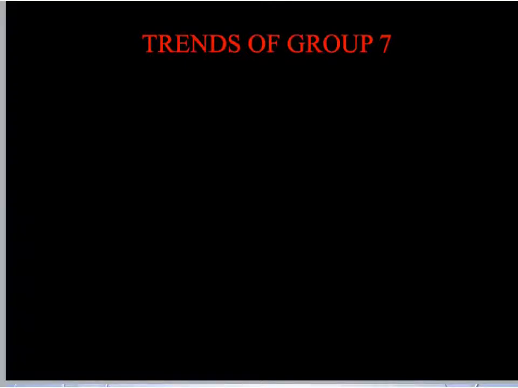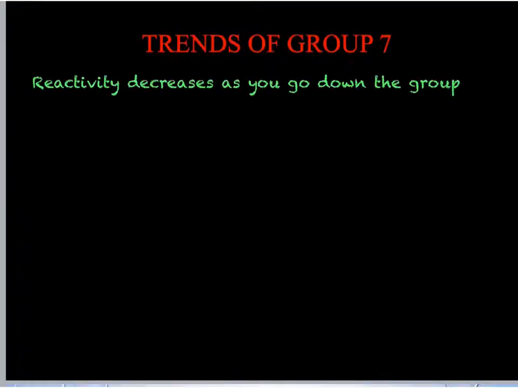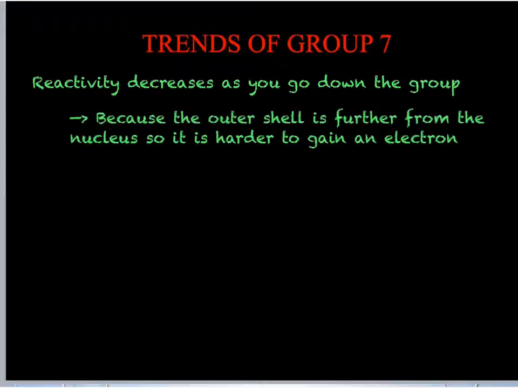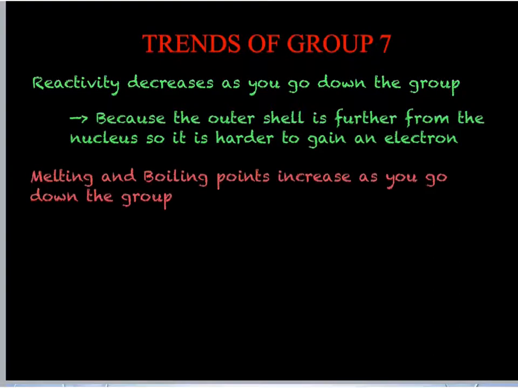So, the trends of group 7. First of all, they become much less reactive as we go down the group. This is because the outer shell is further from the nucleus, so it's harder to gain an extra electron because of the lowered attraction between the outer shell electrons and the nucleus. As we go down the group, they also have much higher melting and boiling points, going from gases to liquids to solids, and they have much higher relative atomic masses.